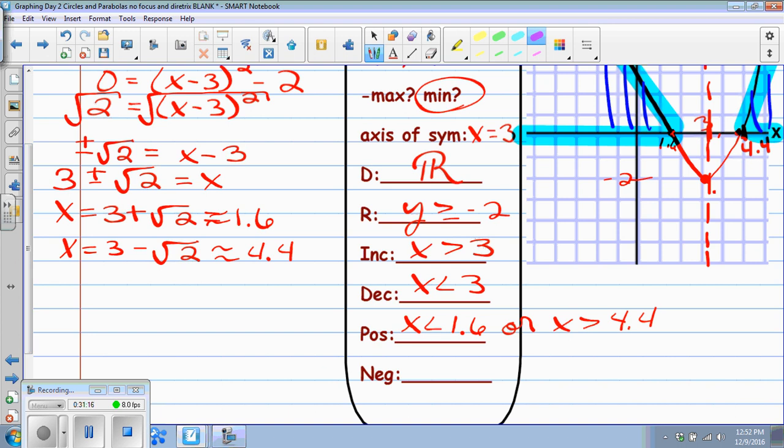Now, it's negative down here, right? That's that interval of x. So when x is between 1.6 and 4.4, that's when y is negative. So we say, and you do, between 1.6 and 4.4. So this section right here is where, for all of those x values, y is negative. That make sense?